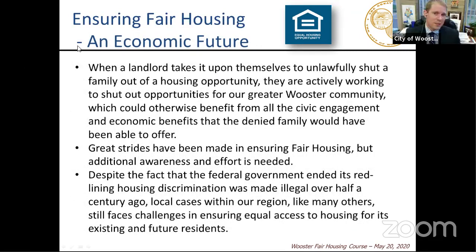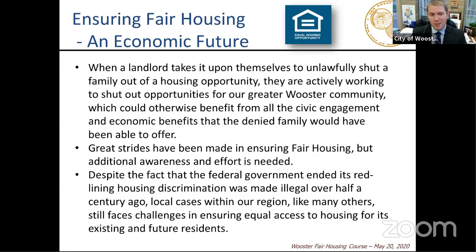And really, again, the reason for this is when a landlord takes it upon themselves to unlawfully shut a family out of a housing opportunity, they are actively working to shut out opportunities for our greater Worcester community, which could otherwise benefit from all of the civic engagement and economic benefits that the denied family would have been able to offer. So great strides have been made in ensuring fair housing, but additional awareness and efforts are needed. And that's part of the reason why we're here today.